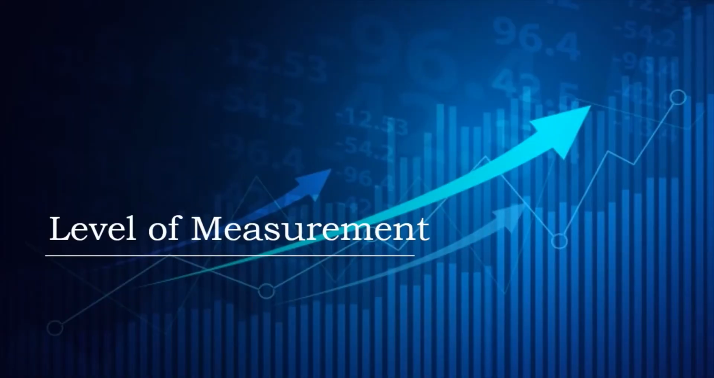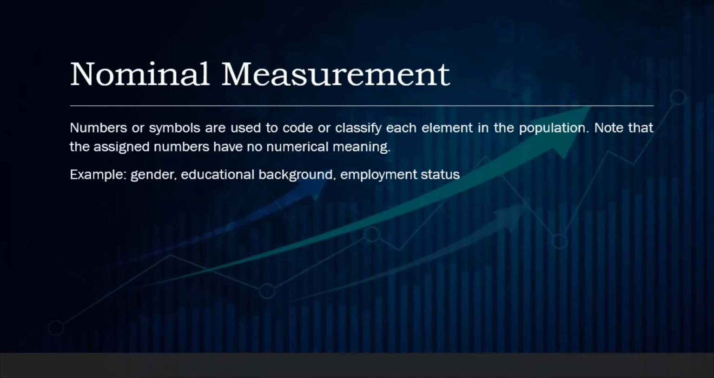Level of measurement. Nominal measurement. Numbers or symbols are used to code or classify each element in the population. Note that the assigned numbers have no numerical meaning. Example: gender, educational background, and employment status.